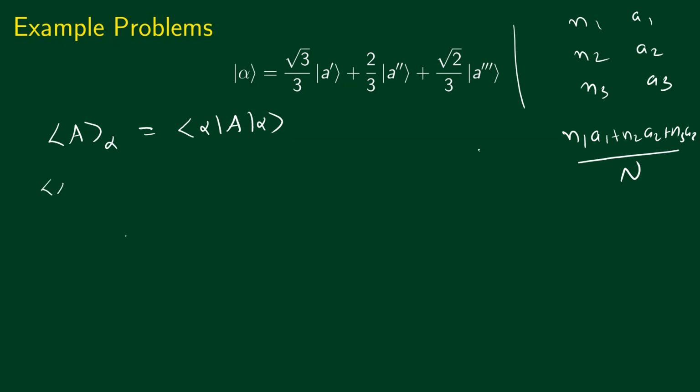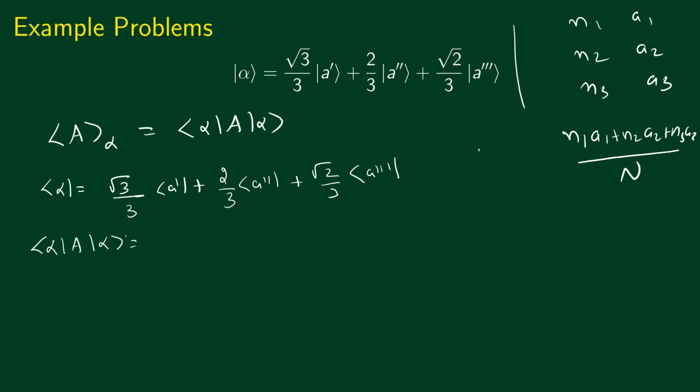Okay, we have got |alpha⟩ equal to, this is something that we calculated before, √3/3 |a'⟩ plus 2/3 |a''⟩ plus √2/3 |a'''⟩. Okay, so let's find ⟨alpha|A|alpha⟩. So first I write bra alpha here: √3/3 ⟨a'| plus 2/3 ⟨a''| plus √2/3 ⟨a'''|.